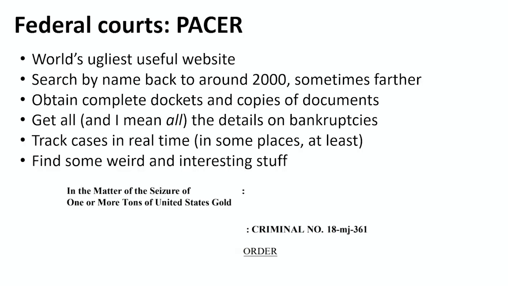So for those of you who don't know, PACER is not actually just one website. It's more than 90 websites duct taped together by the Administrative Office of the Courts that have the dockets of all the federal courts, except for the Supreme Court, going back to about 2000. It's totally searchable by name. Despite being ugly and looking like it was built in the mid-90s, which it kind of was, it's incredibly useful. There's a huge wealth of information on there.